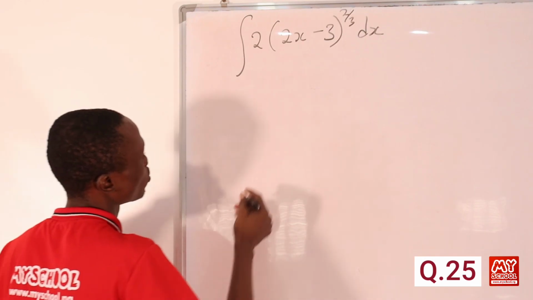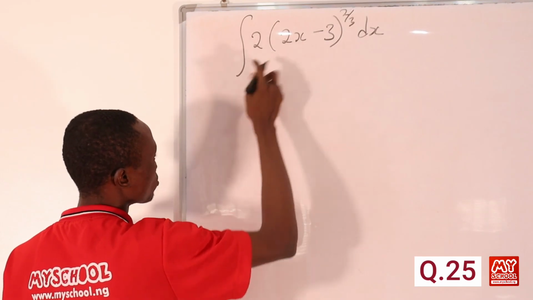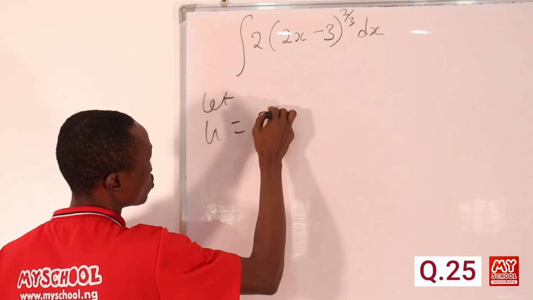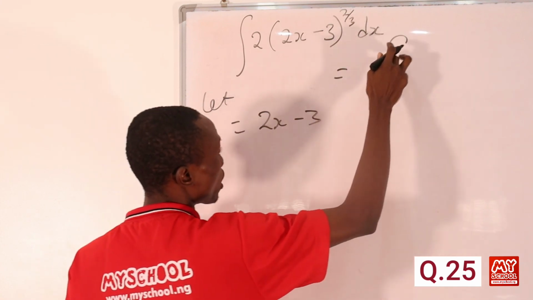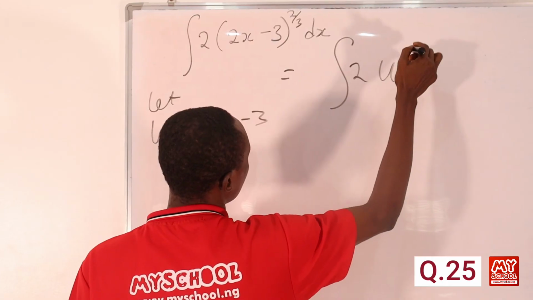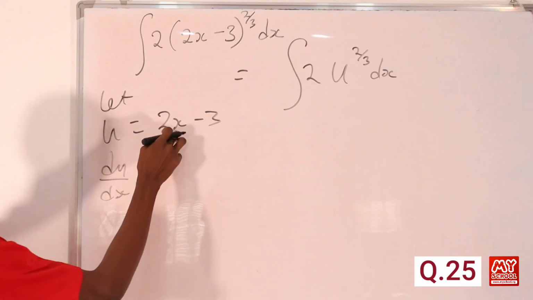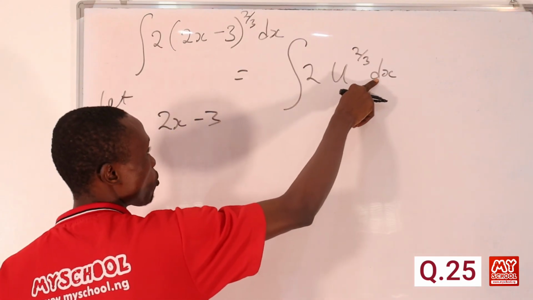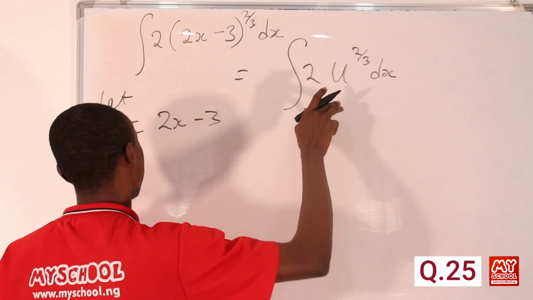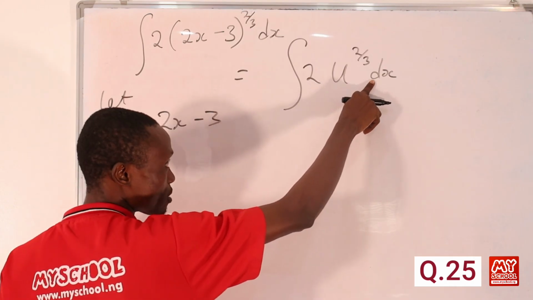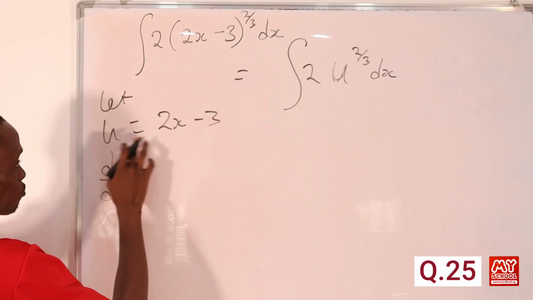Okay, so let's solve this question. We are asked to integrate this. First of all, we say let u be equal to 2x minus 3. So that we are now having the integral of 2u raised to power 2 over 3 dx. Now here we have u and we have x, so they are not uniform. So we have to look for a way to get the value of dx that will make it uniform with u. In order to do that, we have to differentiate u.